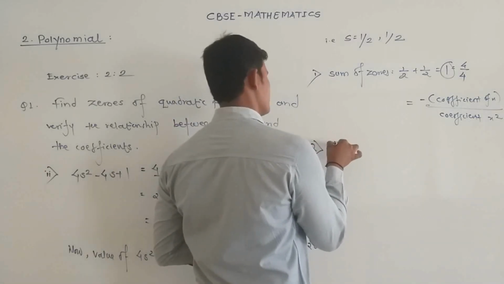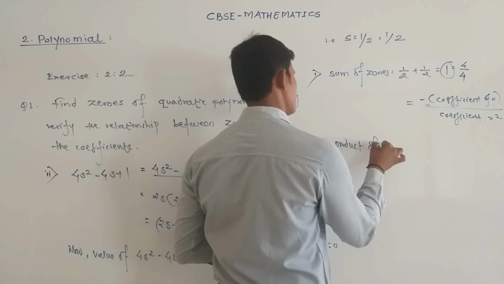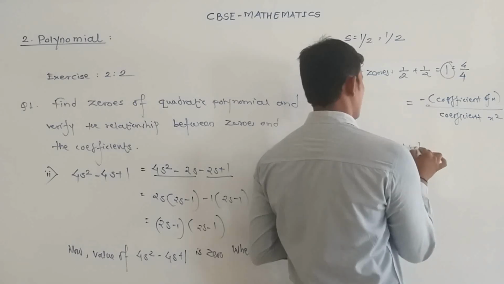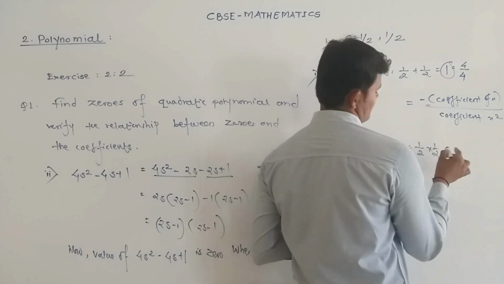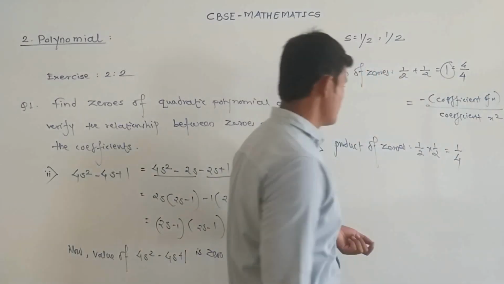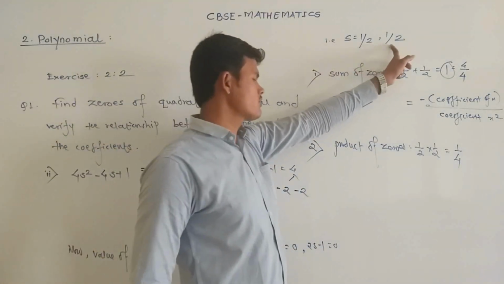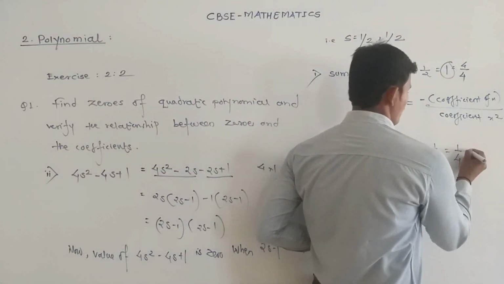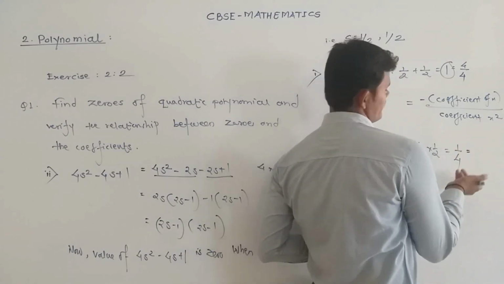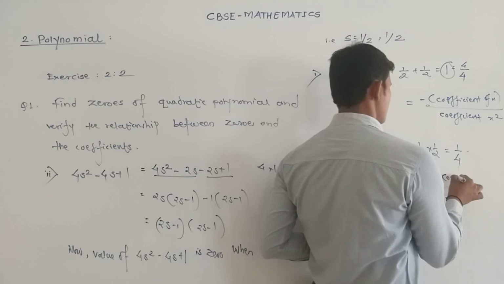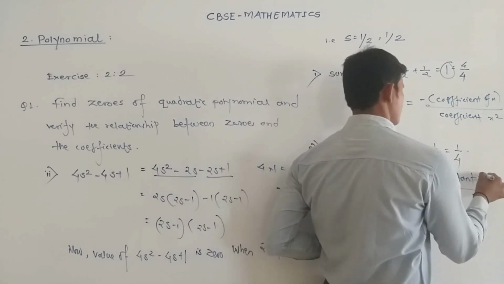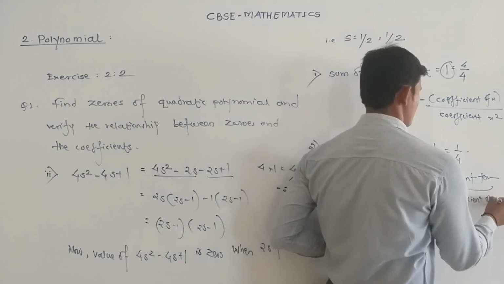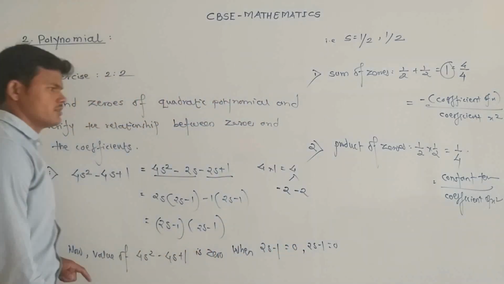And the second relation is product of zeros. Product of zeros is nothing but 1 by 2 into 1 by 2, which is also 1 by 4. So the first zero is 1 by 2, the second is also 1 by 2, so 1 by 2 into 1 by 2 is 1 by 4. So here 1 is the constant term and 4 is the coefficient of x square. So we get constant term divided by coefficient of x square. So this is the first question.